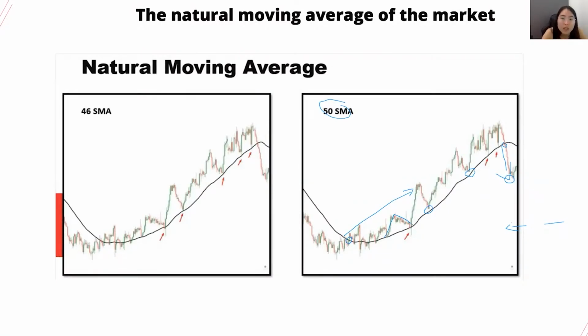Okay, the moving average itself works as a form of support and resistance. So every time price comes here, the trader will look to get in for a buy. When it comes here, look to get in for a buy. It goes up, it comes back, look to get in for a buy. Okay, so that is the other way to use the moving average.